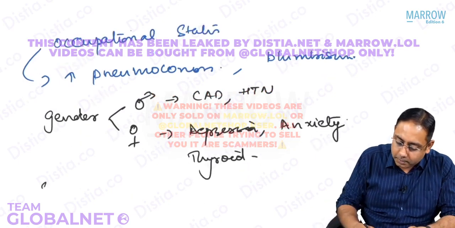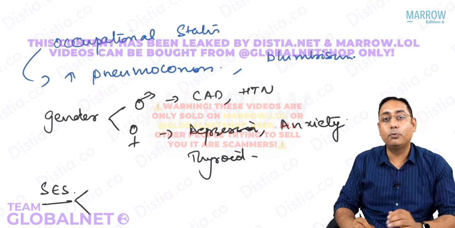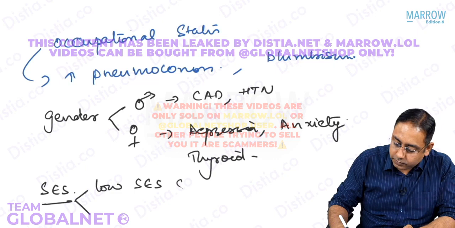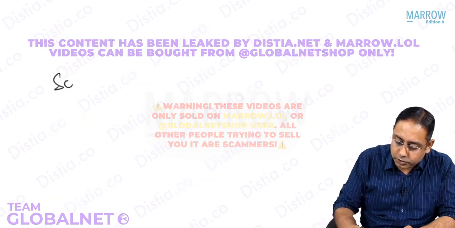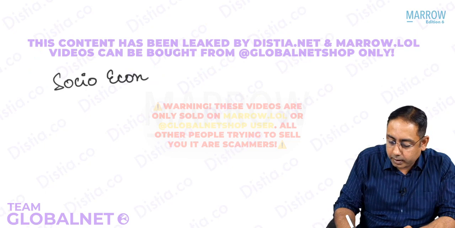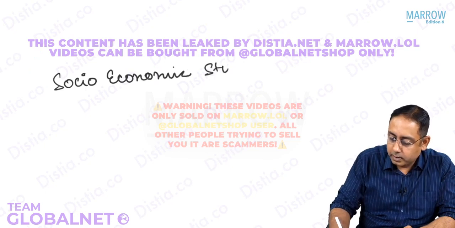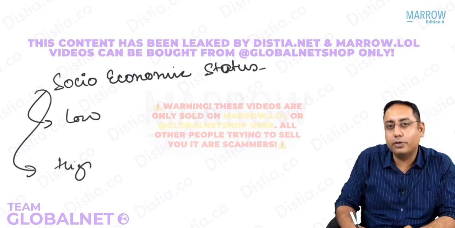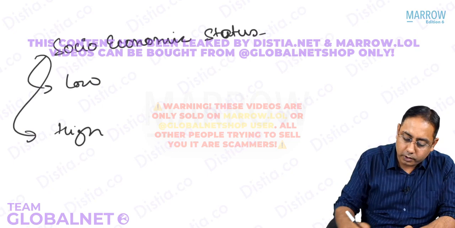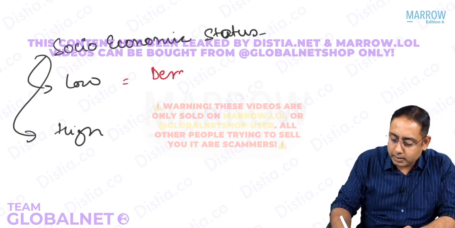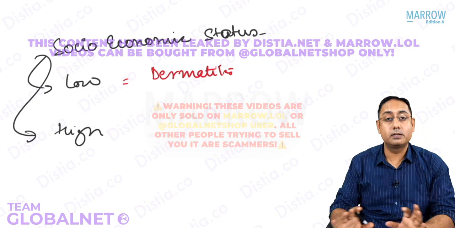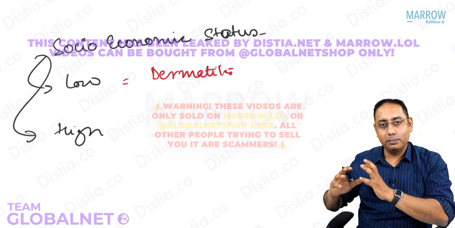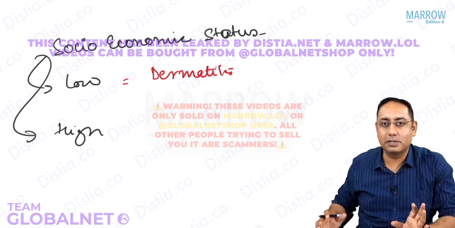Also, you can remember the socioeconomic status. Some diseases will be more in the low socioeconomic status, low SES. SES stands for socioeconomic status. So there could be a low socioeconomic status or a high socioeconomic status. In the low socioeconomic status, we can have more dermatitis. The diseases which occur in people with low socioeconomic status are entirely different from the diseases which happen in people from the upper classes.